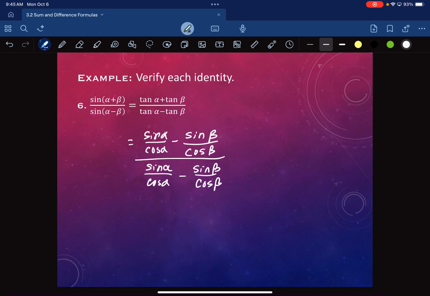Did I get them all written in right? I think they're all there. Why is it? It should be addition on top. Thank you for catching that, Camden. I appreciate it. Okay, anything else I wrote wrong? We're good? Fabulous.